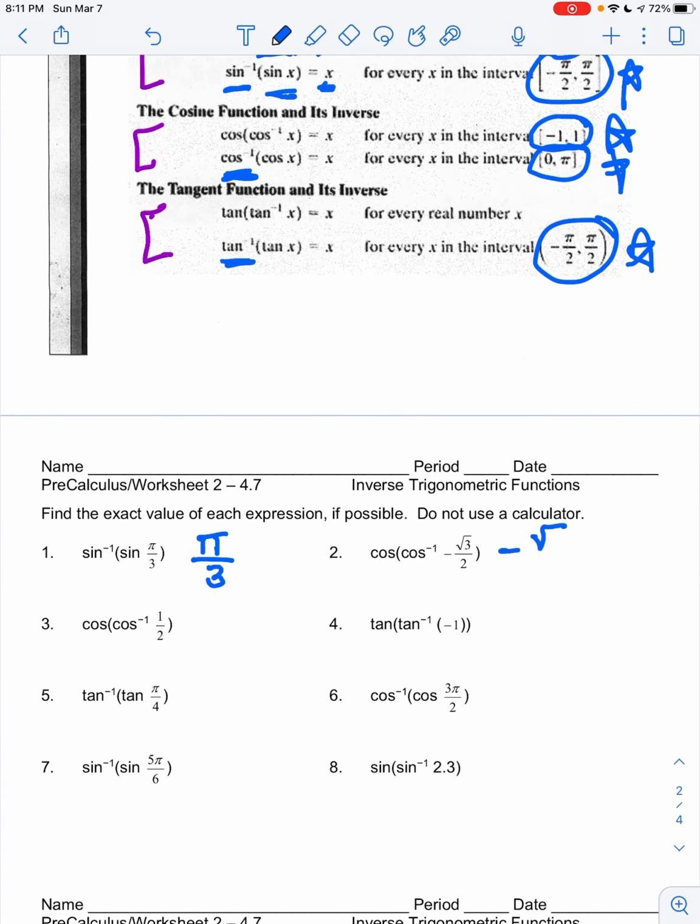negative square root of 3 over 2. That is a unit circle value, so we don't really have to find the angle. We could find the angle, but we don't need to.